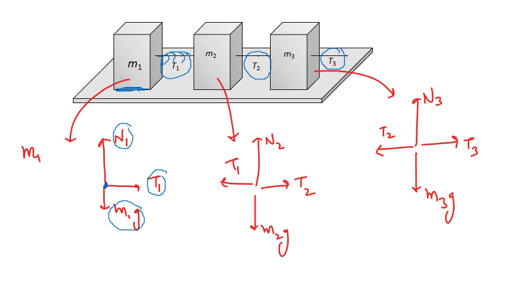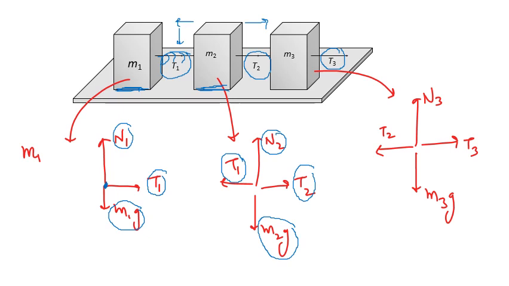Okay, now for M2. You'll see M2 is also on this plane, so the normal force will be N2. M2G will be the gravitational force. Now you'll see there is one string behind and one string forward also. So this string will pull in the backward direction, and this string will pull in the forward direction. So T1 will be backwards, T2 will be in the forward direction. Remember, a string always pulls.